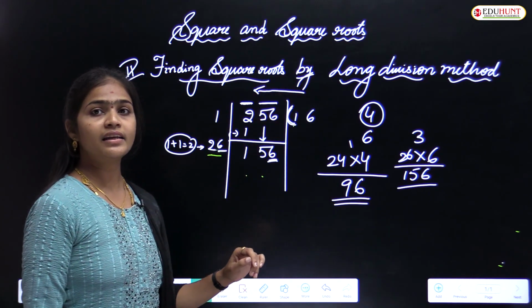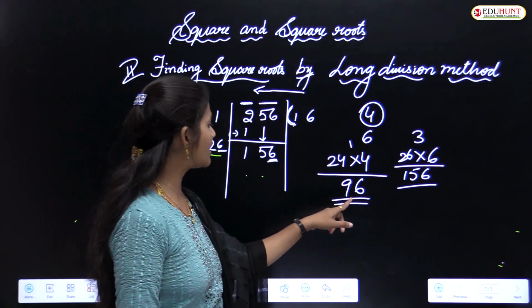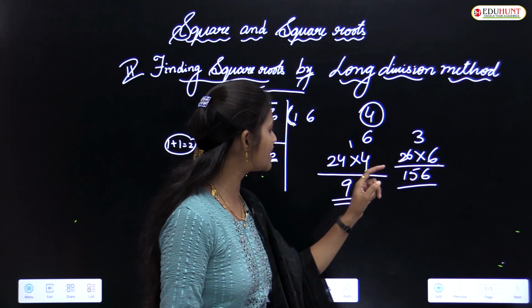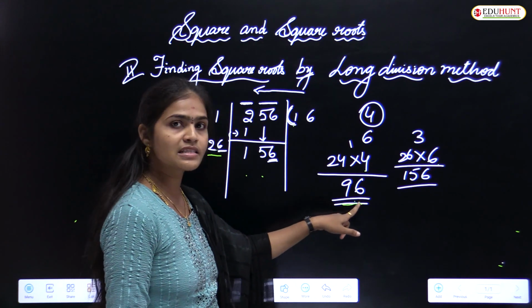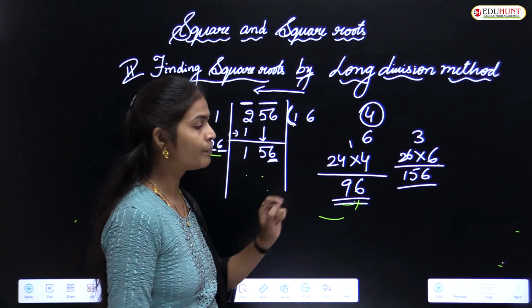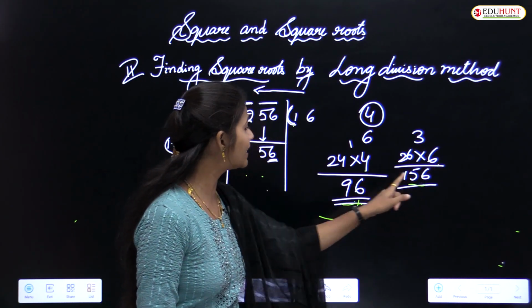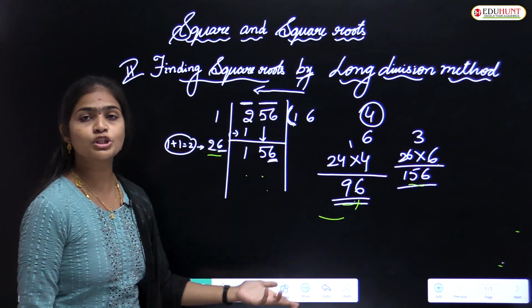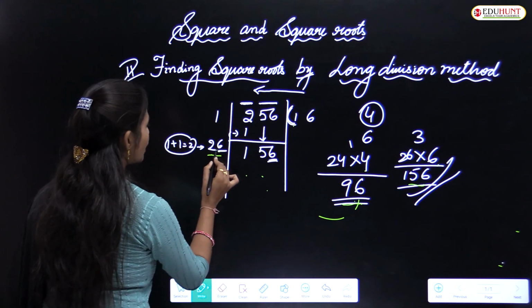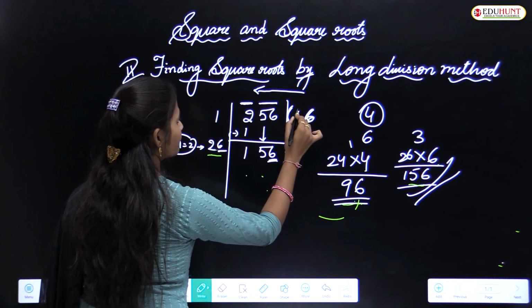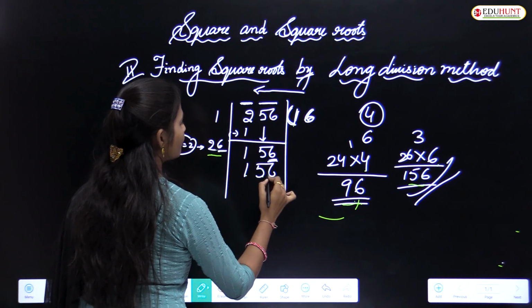Just observe that we have taken two possibilities here: one is 4, another one is 6. If you multiply with 4, then you are getting 96, which is less than 156. If you take that 6, we are getting the exact number. So which number can we consider here? Yes, this one only we need to take. So here 26 into 6 is equal to 156.